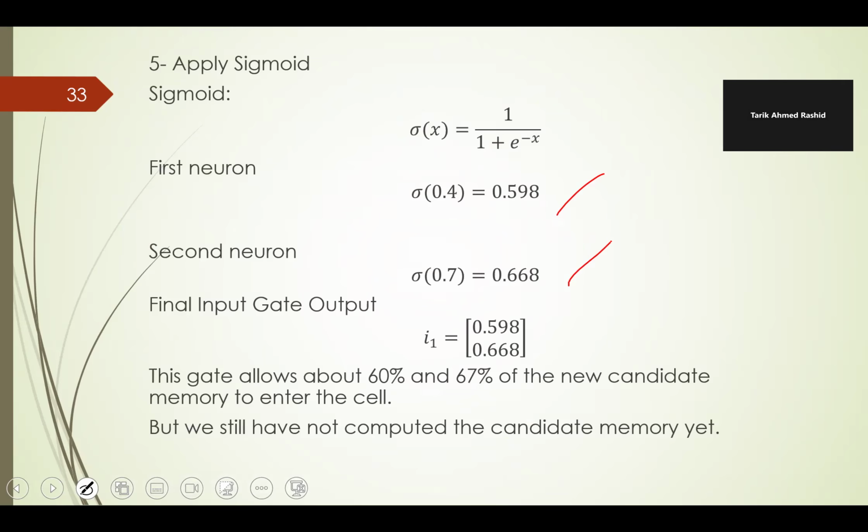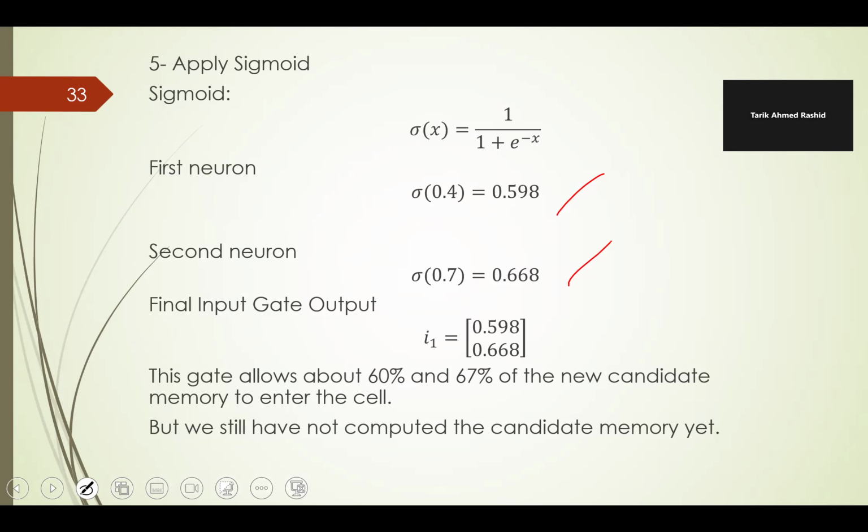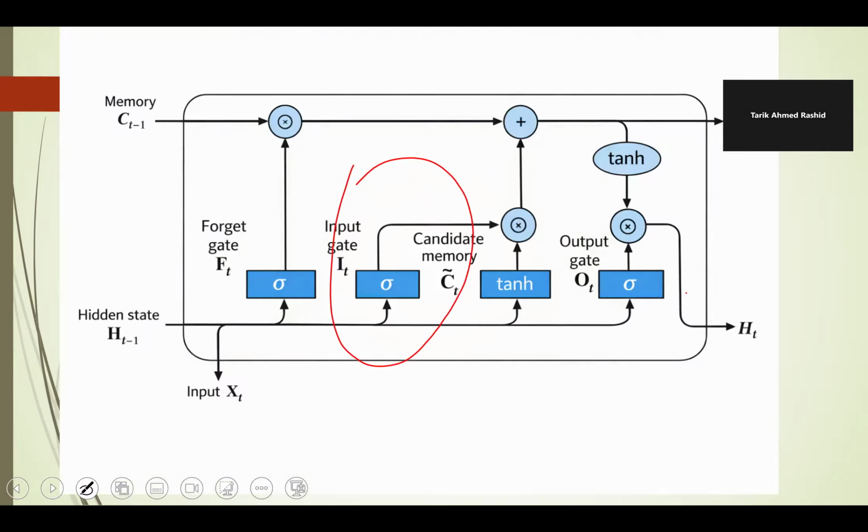Here, what does it mean? For the input, it means nearly 60% and 67% of the new candidate memory will enter the cell. So they will be able to enter the cell. So that is the result of this one here.